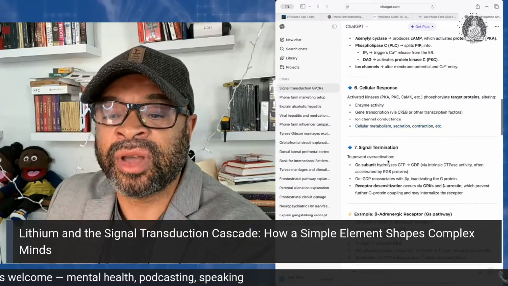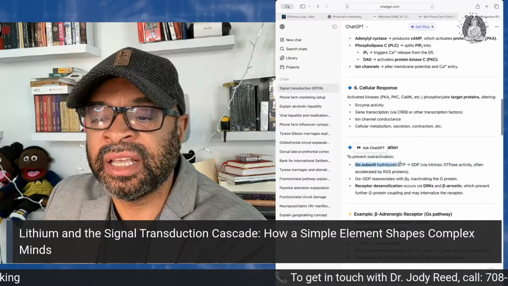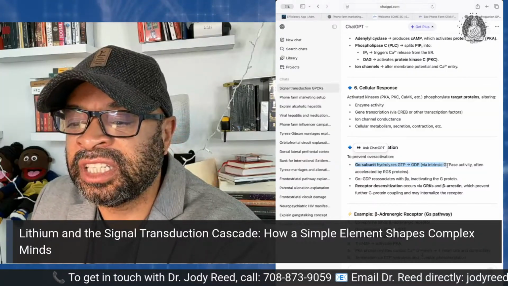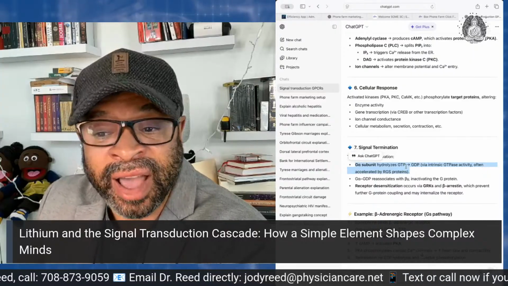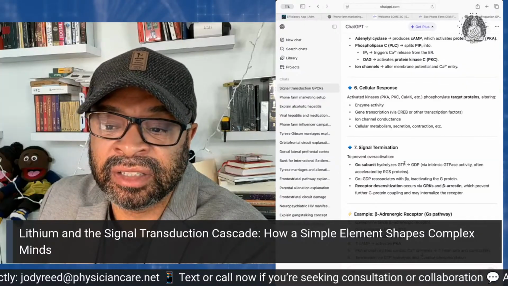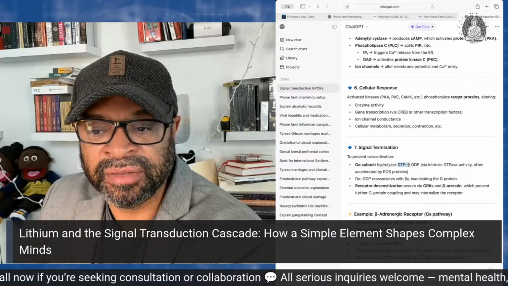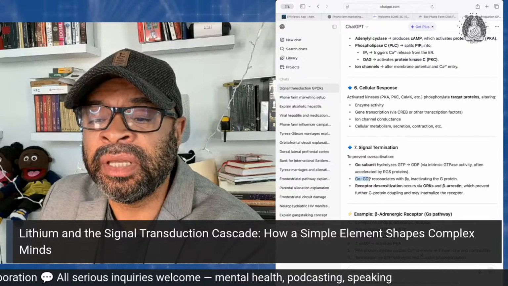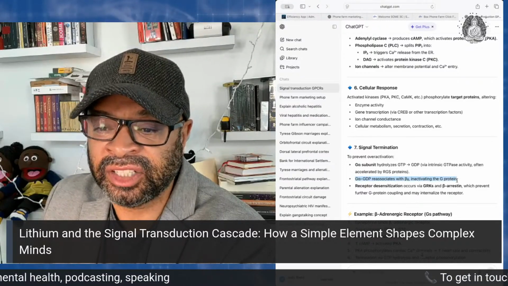Okay. Next, signal termination. To prevent overactivation, the G alpha subunit hydrolyzes GTP to GDP via intrinsic GTPase activity, which is also often accelerated by RGS proteins. Right. So the alpha subunit has an intrinsic GTPase activity, and therefore when it's released, it's going to convert GTP to GDP and deactivate itself. Alpha-GDP reassociates with the beta-gamma dimer and inactivates the G protein, right?